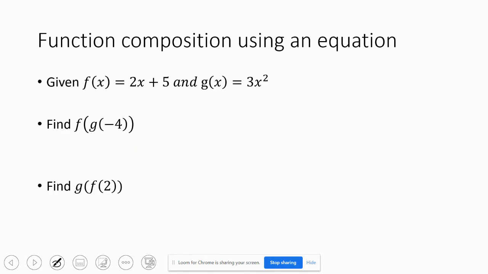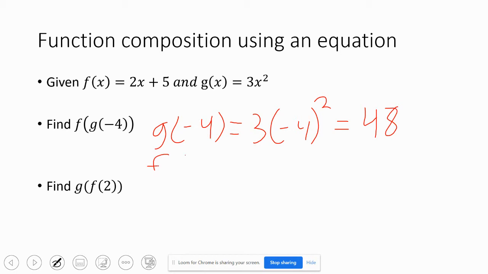Okay, on to the next one. Let's say we did it with an equation. So you first put the number into the first equation. First you put negative 4 into g. So g of negative 4 is 3 times negative 4 squared, which is 16. 16 times 3 is 48. And you put that 48 inside f. So f at 48 is 2 times 48 plus 5. 2 times 48 is 96. 96 plus 5 is 101. So the answer to the first example is 101.